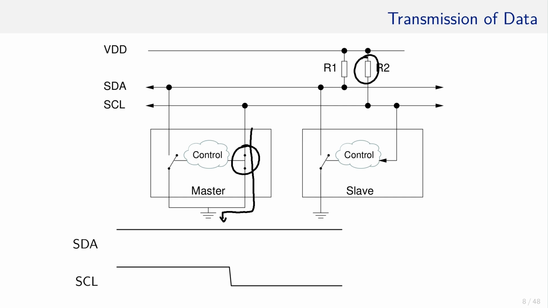If the resistor R2 is omitted, VDD will be directly connected to ground, which represents a short circuit. Hence, always use pull-up resistors.